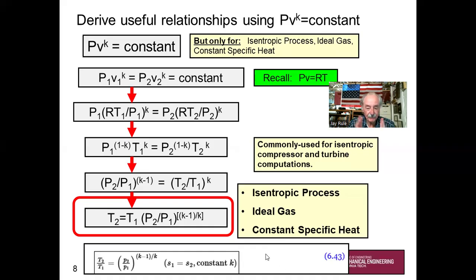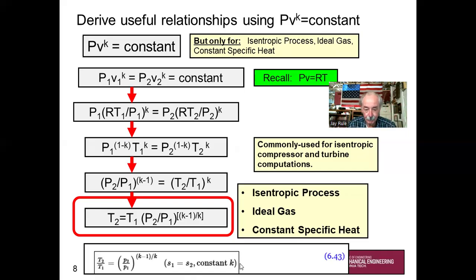But be very careful if you write this formula down on your formula sheet. Even the book, look at what they do. They don't just write the formula down. They've got S1 equals S2, isentropic, and constant K, ideal gas, CP over CV. They didn't write out ideal gas because in their textbook writing, it was clearly in an ideal gas section.